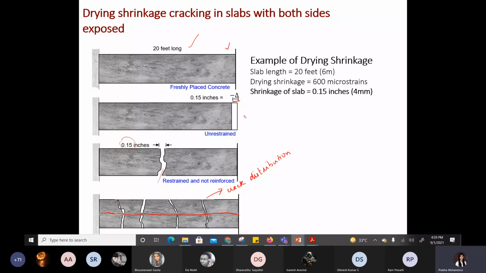Now, if you cumulatively add these gaps, that will be about 0.15 inches. So the strain that you anticipate during the drying shrinkage would be about 600 microstrains, which results in a 0.15 inch wide crack in case of plain concrete, which is about 4 mm wide.